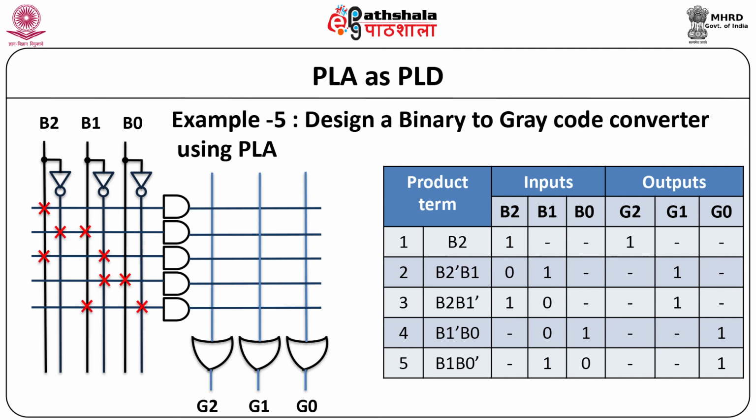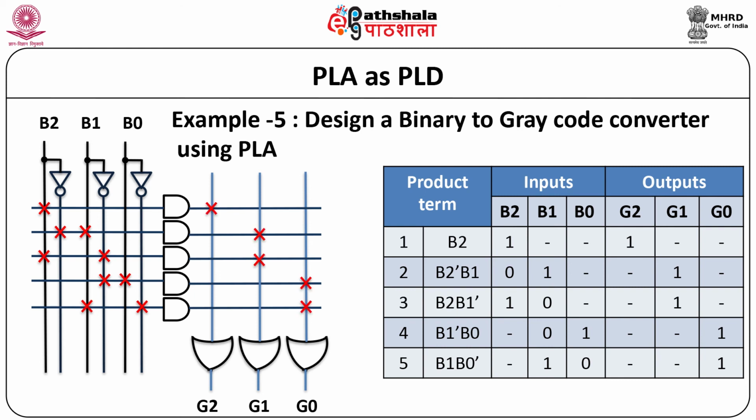Let us program AND matrix. Crosslinks are either complemented and uncomplemented form of B2, B1 and B0 inputs to generate the product terms. Crosslinks for all 5 terms are placed corresponding to the inputs.